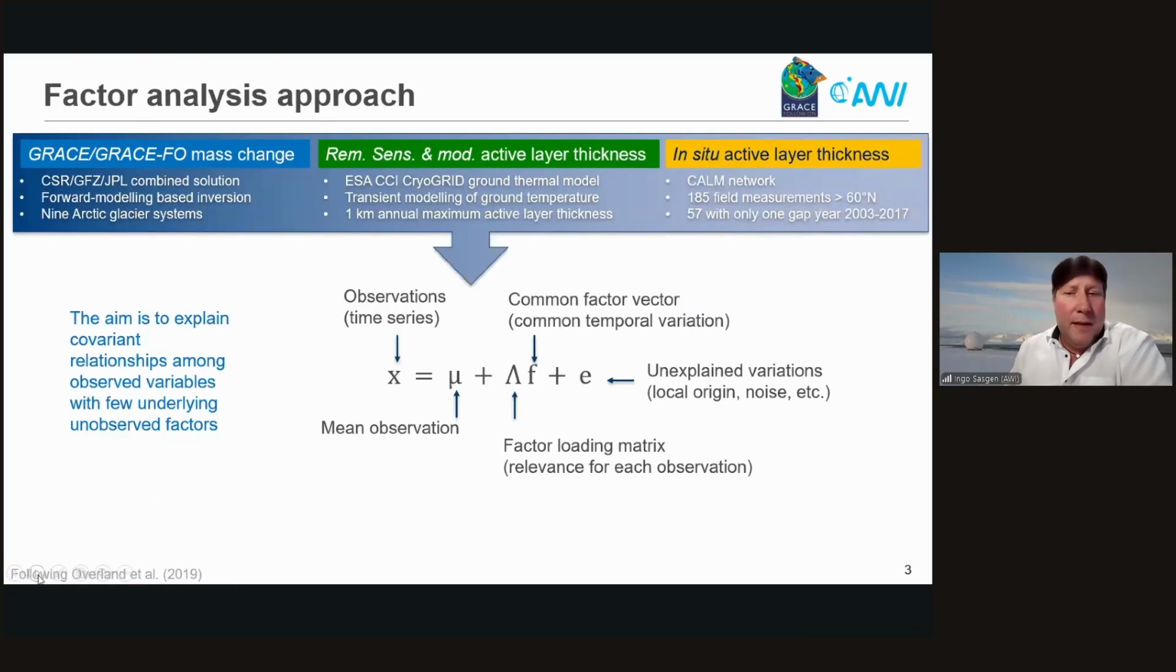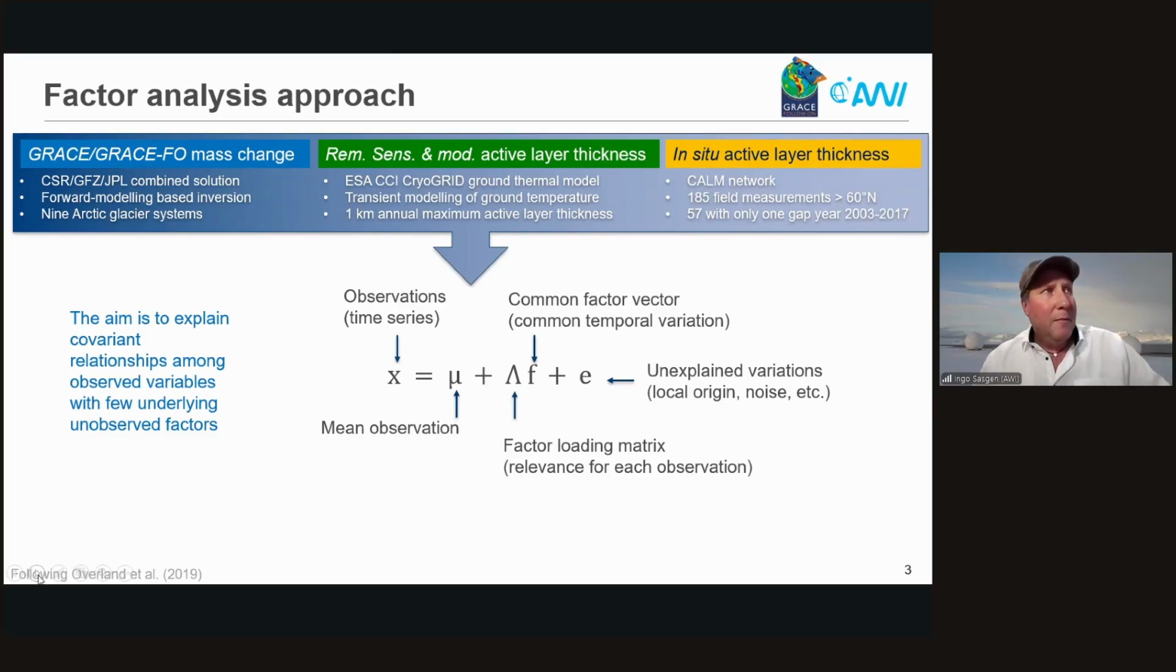So we had basically three different observation streams. GRACE follow-on data, a combined GFZ, JPL, CSR solution. Then we used the remote sensing product from ESA, representing the active layer thickness circumarctic, and also an in situ network of active layer thickness measurements. We applied some criteria on the extent of the time series and how many gaps are allowed in this time series, and then used a statistical method called factor analysis to try to isolate covariations, the temporal variations that are inherent in all of these observations.